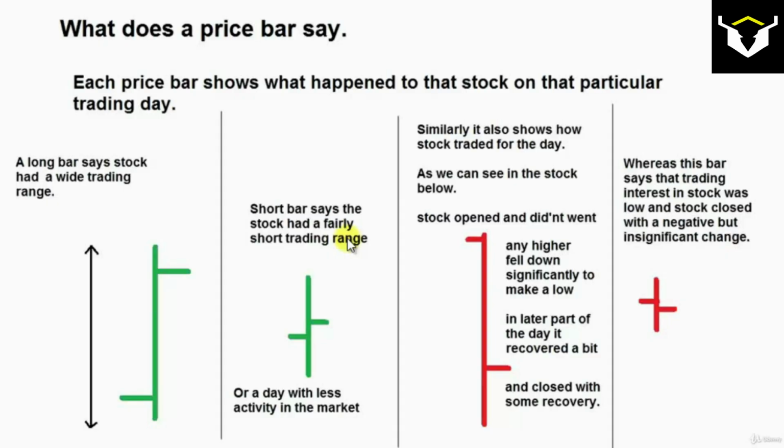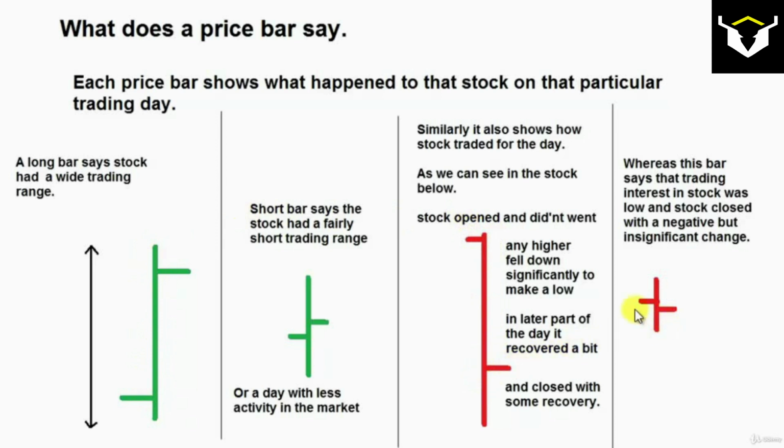What does the price bar say? Each price bar will give you some important data about how trading went for that particular stock on a given day. Here is a basic idea. A long price bar suggests that there was a lot of activity in the market. A long green colored bar will suggest that the market went higher. The market had quite a substantial move towards the upside. Similarly, a long red colored bar will tell you that the market fell quite hard.